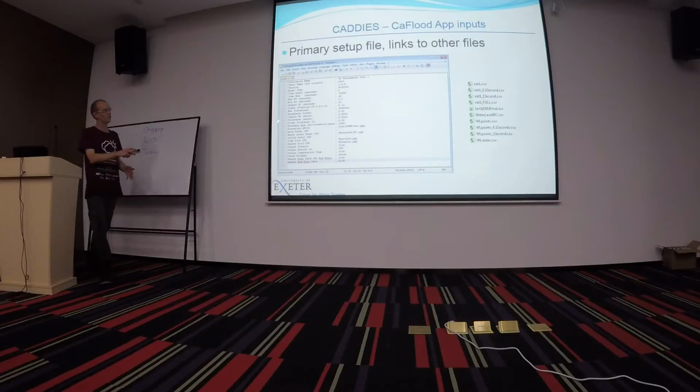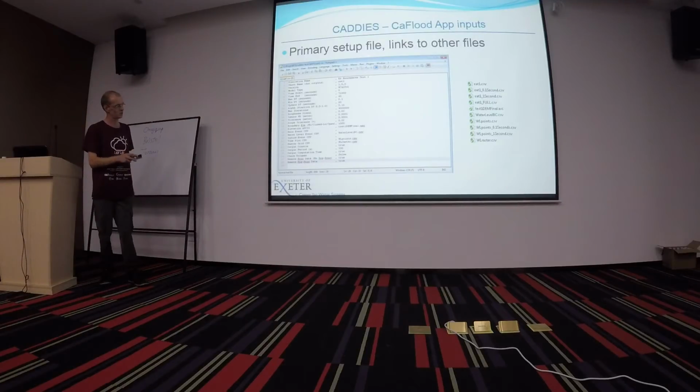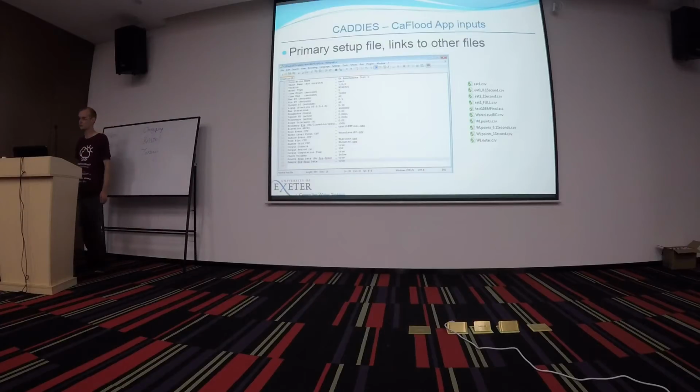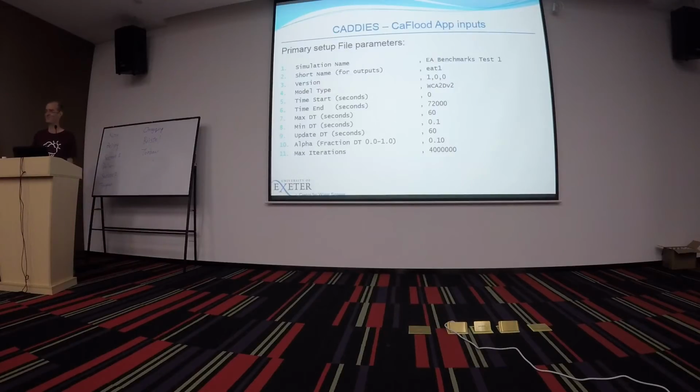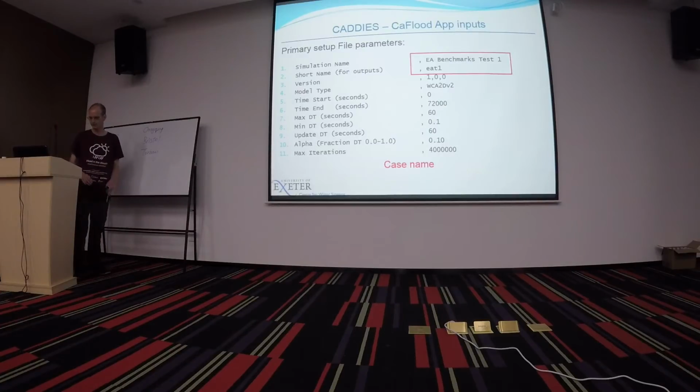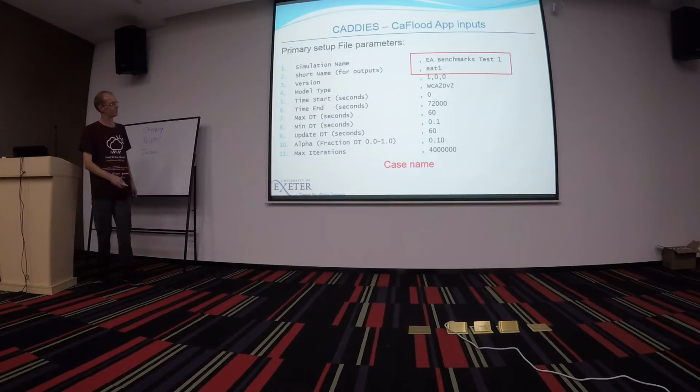So this is what the primary setup file looks like. It's just a simple text file with some settings in that will tell the program how to operate. And then this primary setup file links to a number of other files. So for example, a terrain file and some inputs and outputs. We're going to need to go through this in a little bit more detail because you are going to be using this system, hopefully. Just to go through it, we have a case name.